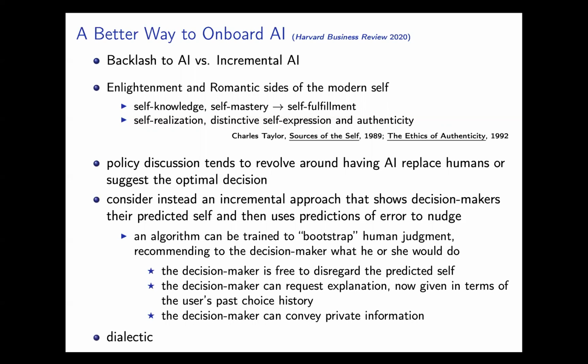And the idea is that we could present this as a default, where the decision maker is free to disregard this default. The decision maker can also request an explanation, now given in terms of the user's past history. And the decision maker can also express and convey their private information through a dialectic.